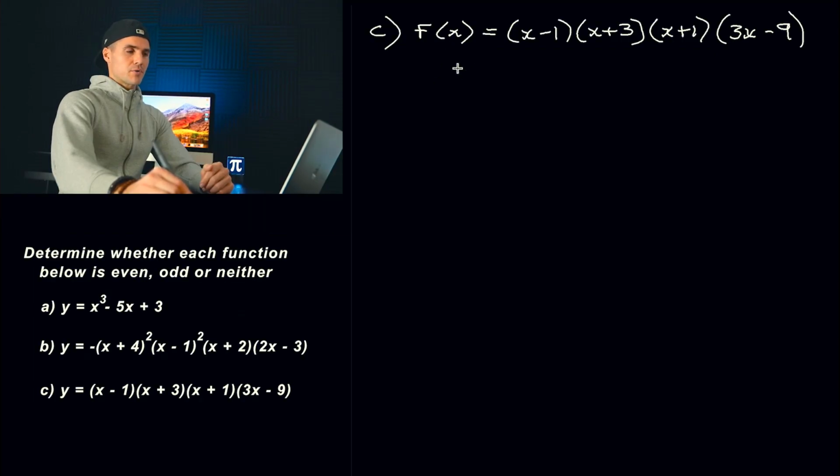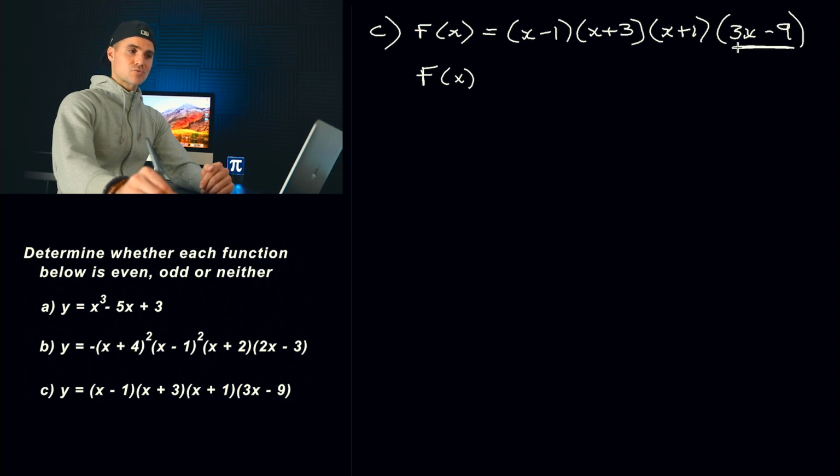Now, the final one, part C, another factored polynomial. We have x minus 1 times x plus 3 times x plus 1 times 3x minus 9. Now, one thing I like to always do with the original function, which I didn't mention in parts A and B because we didn't really have to do anything there, is I like to make sure that everything is fully factored.